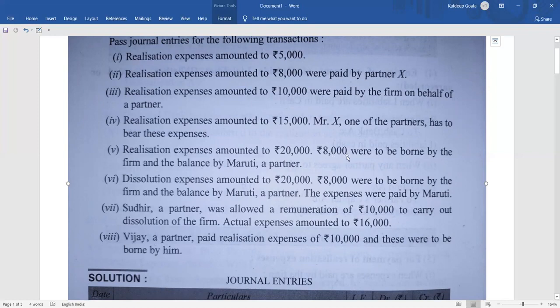Okay, that is for the 8,000 that the firm was supposed to bear, and the remaining 12,000 that Maruti will bear. What will be the entry for that? Maruti's capital account debit 12,000 to cash or bank account, let's mention it bank account 12,000. Okay, so these two entries you can compile together into a compound entry like this: realization account debit 8,000, Maruti's capital account debit 12,000 to bank account 20,000.